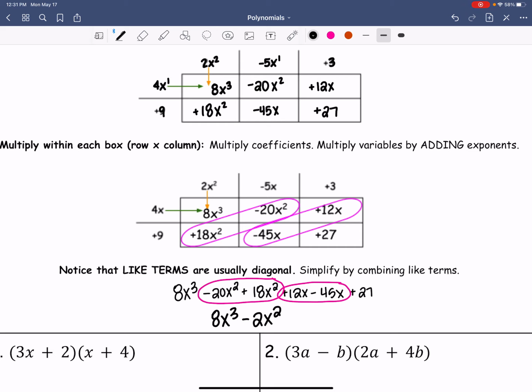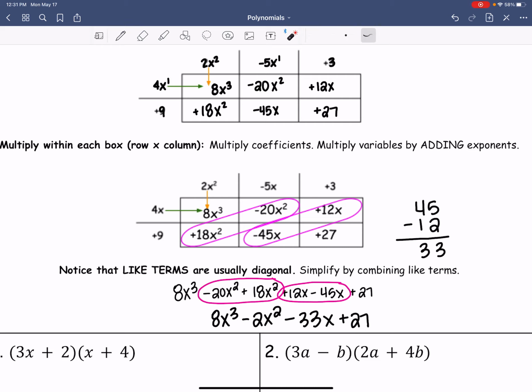Then 12 minus 45, we need to make sure that we are doing our subtraction correctly there. You can always double check yourself, but if we are subtracting 12 minus 45, that's going to be a negative number because 45 is larger. And we're going to see what's the difference between 12 and 45. So that's going to be 33, so this is going to be negative 33x. And then we have plus 27.